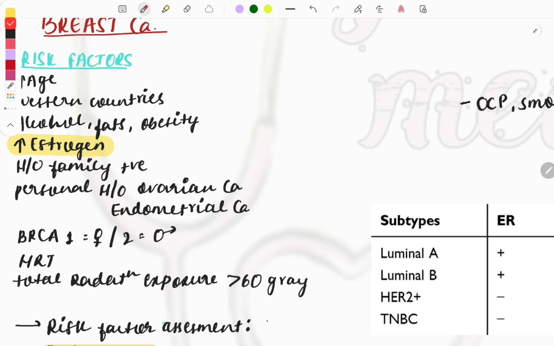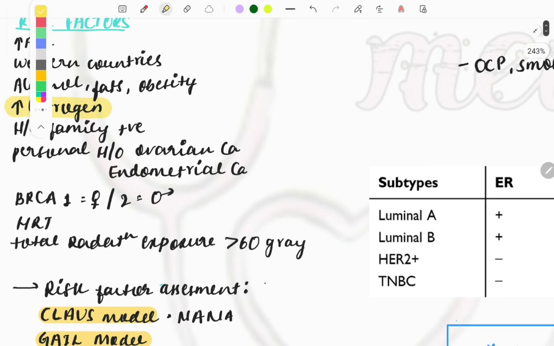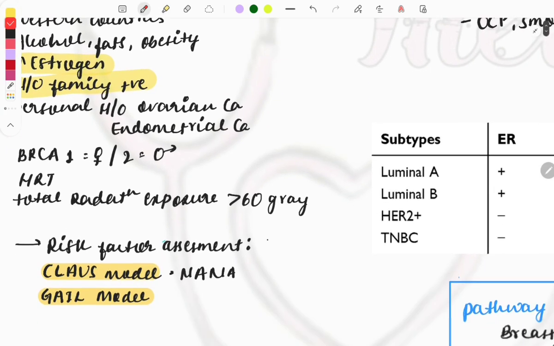That means increased estrogenicity, they will be describing in the case, and they will ask you which is related with this. Then positive family history, this is also important because this also can be described in the clinical case. Then personal ovarian cancer, endometrial cancer, and these mutations.